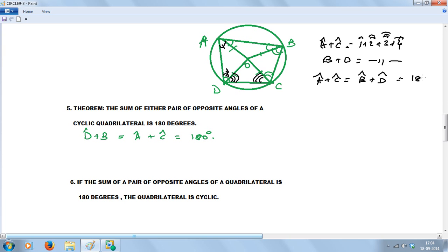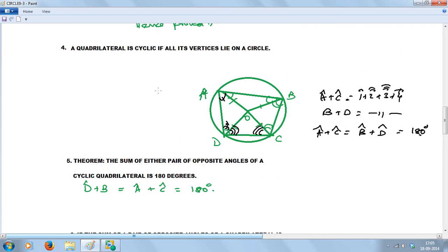So how is it 180? All the 4 put together is 360 degrees, 4 angles of a quadrilateral. So it's 360 degrees. So 360 divided by 2. So A plus C is equal to 180, B plus D is equal to 180 degrees. This we can write in words. We have just measured in the diagram 1, 2, 3.